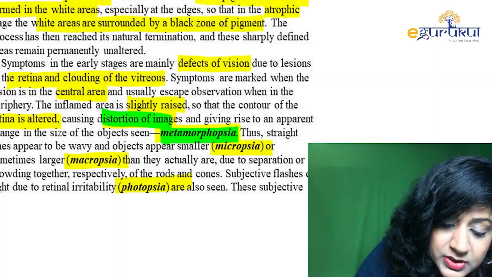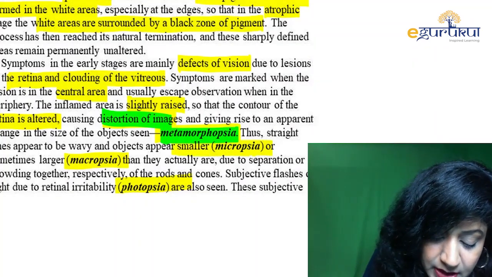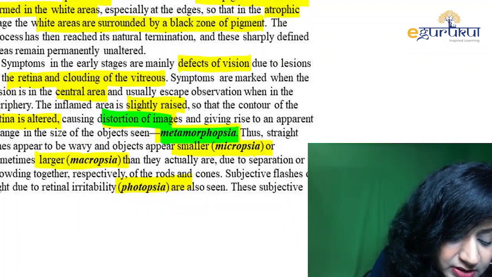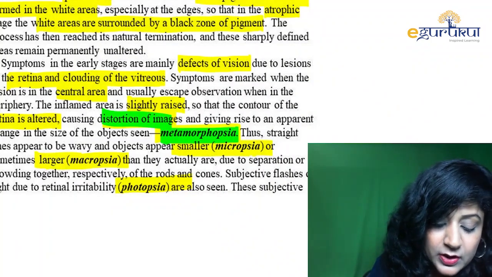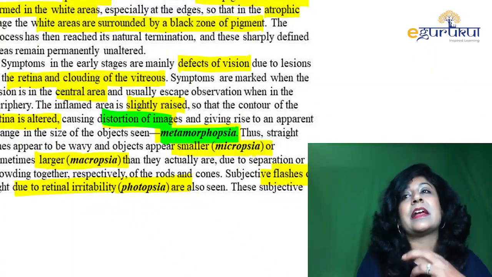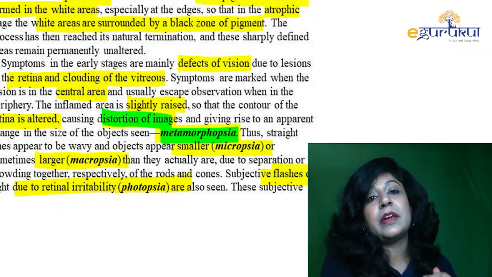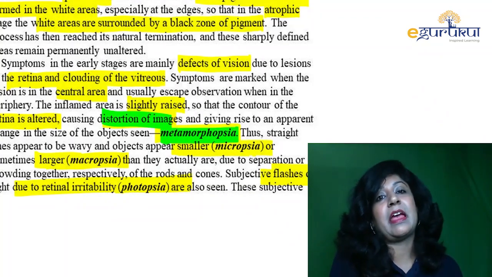You can see the object smaller. If you are seeing the object smaller, then this is micropsia. If you are seeing the objects larger, this is macropsia. Sometimes we can also see flashes of light. If you are seeing flashes of light, this is again due to the irritation of the neurosensory retina, and due to the retinal irritability, we can have the photopsia.